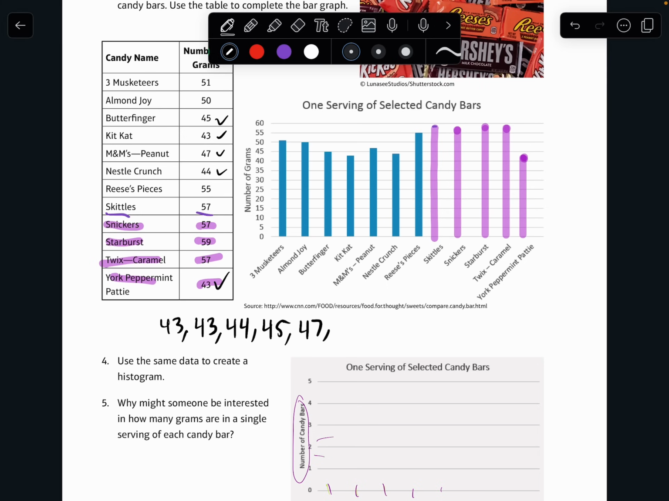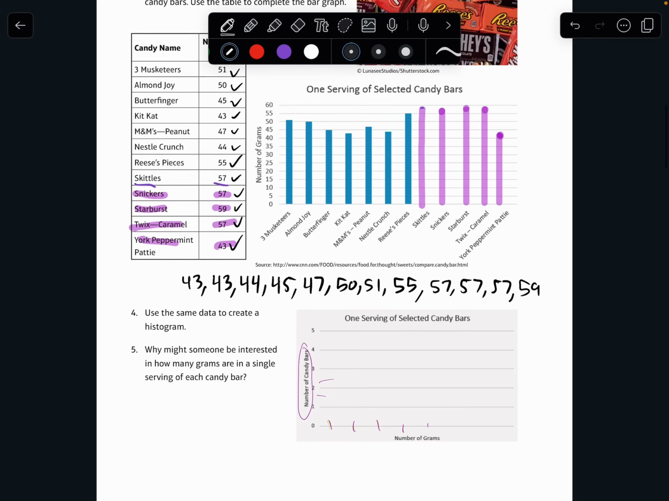Let's see, do we have a 48? No. 49? No. 50, we do have a 50. And that's the only 50, so next is 51, so we have 51. We don't have 52 or 53, 54, but we do have a 55, so 55. No 56, but we do have 57, 57, 57, and then 59. So this just helps me reorganize what I want to do with the histogram.